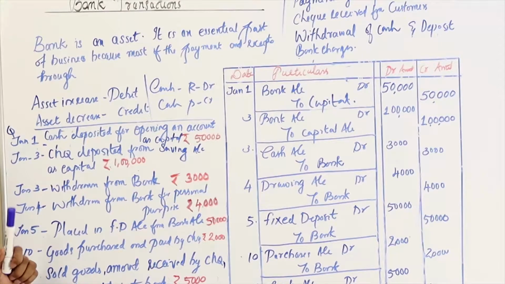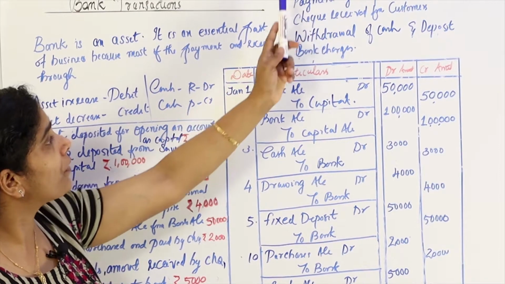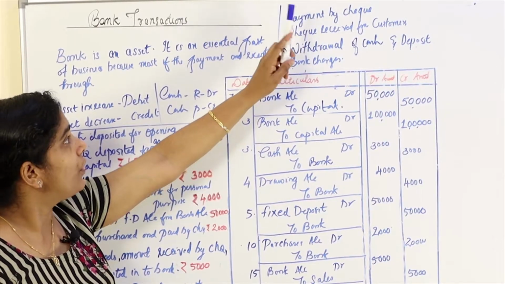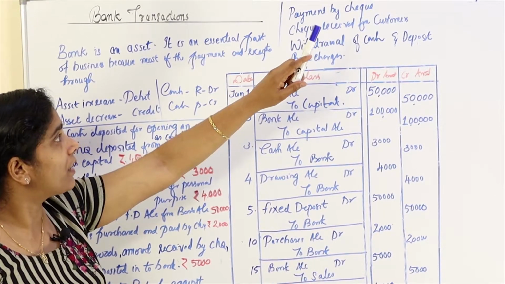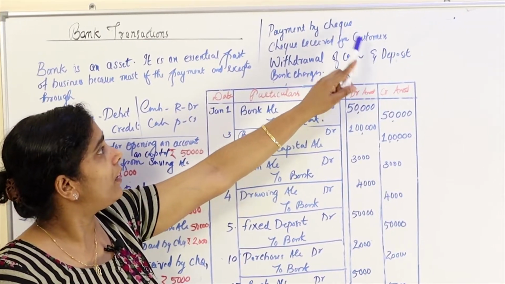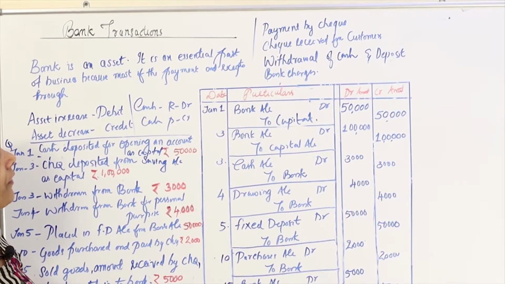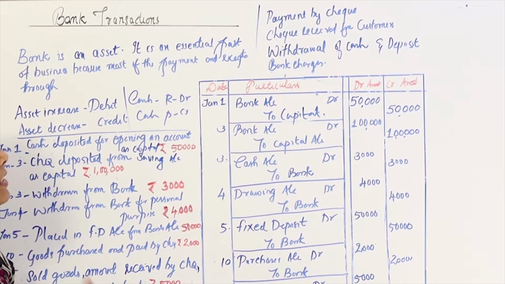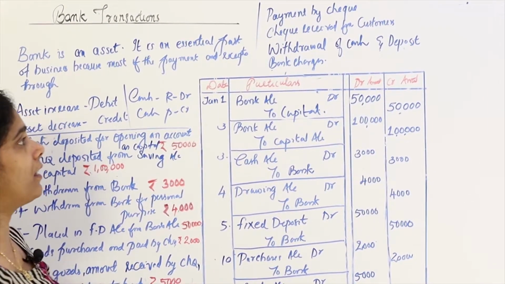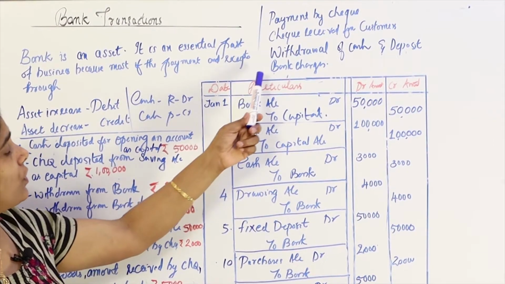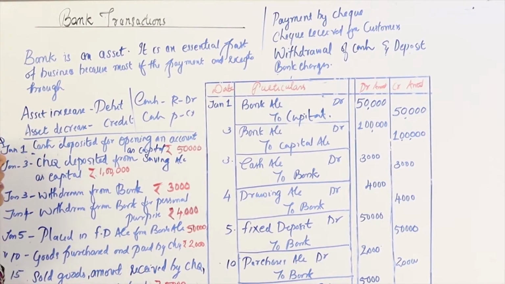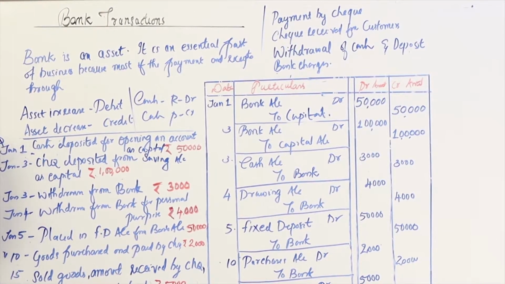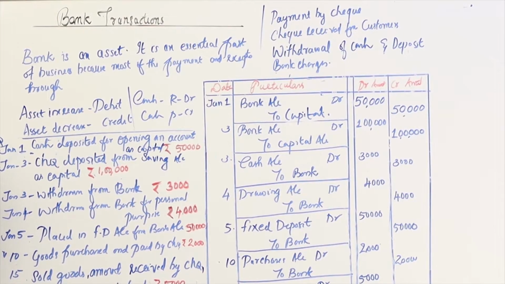So normally what are the bank transactions? Payment by check, then check received from customers. Payment by check means paid rent by check, paid to suppliers by check, paid salary by check. Then check received from customers for sales. Then withdrawal of cash: we withdraw cash for business purposes, and deposit excess cash into the business bank. Then bank charges. These are bank transactions, and now how to journalize them. Okay, so let's look at a question.